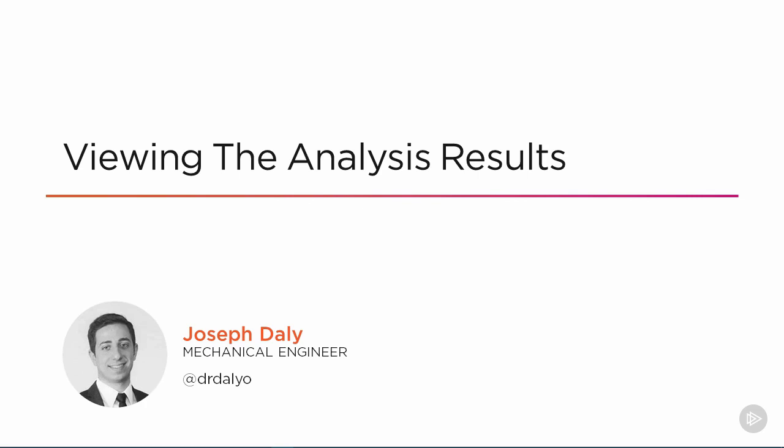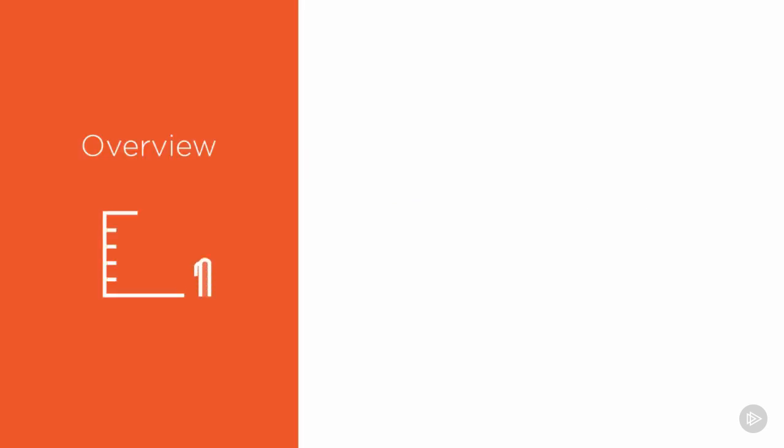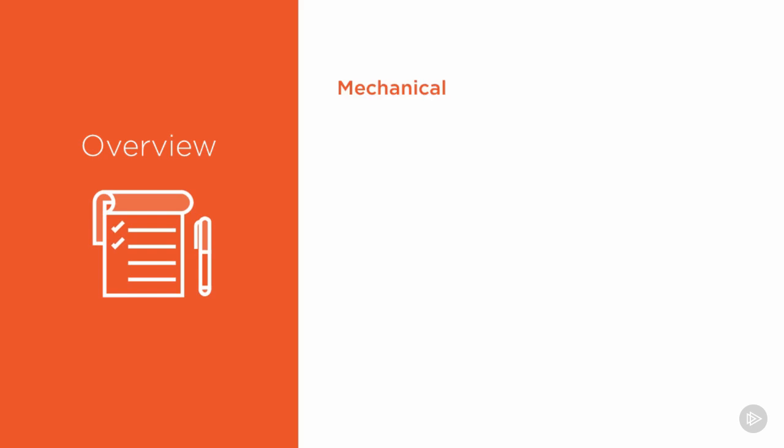So let's begin the fourth part of this course, where we'll be viewing and analyzing the results calculated from the previous module. So let's begin by doing a quick overview of this course. For the static structural system that we created, the post-processing results are going to be done in Mechanical, so we don't need to worry about learning a new interface for this module.